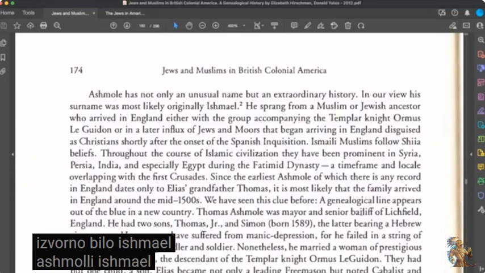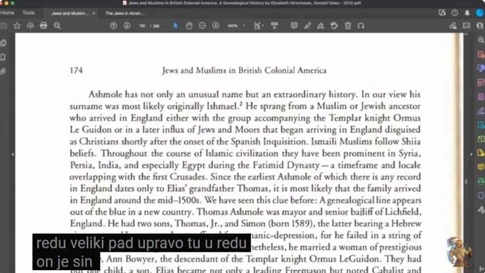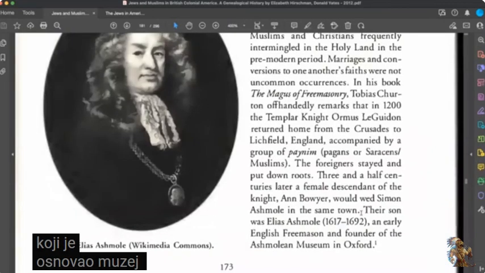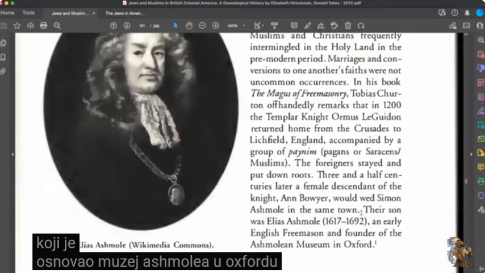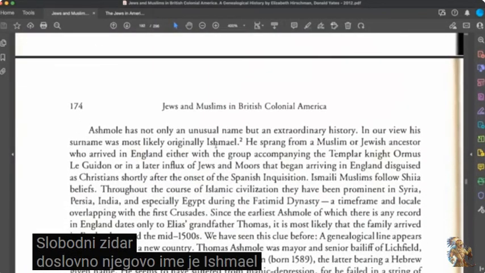Ashmole, Ishmael, Ashmole, Ishmael. All right, big drop right there. All right, he's the son of Ishmael, you see? The guy who what? Founded the Ashmolean Museum in Oxford. Freemason. Literally, his name is Ishmael.